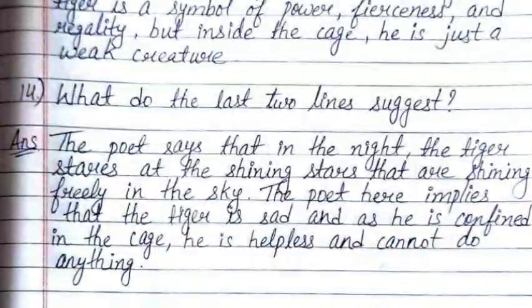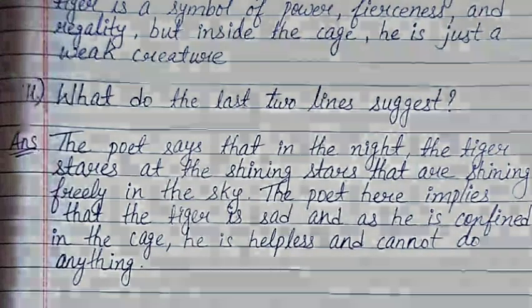14th one. What do the last two lines suggest? The poet says that in the night, the tiger stares at the shining stars that are shining freely in the sky. The poet here implies that the tiger is sad, and as he is confined in the cage, he is helpless and cannot do anything.